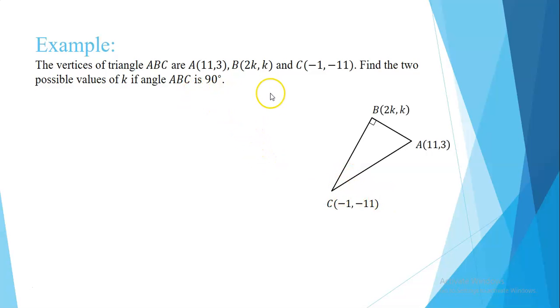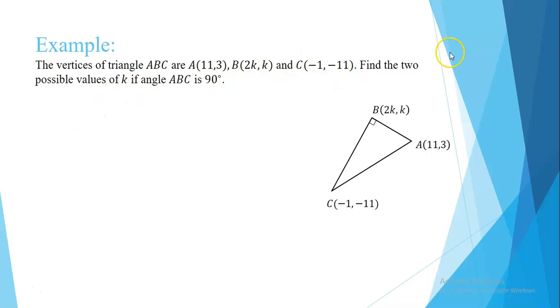But just keep in mind the angle that has 90 degrees is always this middle vertex, so in this case, B. But this diagram might not be correct. We actually don't know the coordinate of B. Only once we know what k is equal to do we know where the coordinate of B will end up.